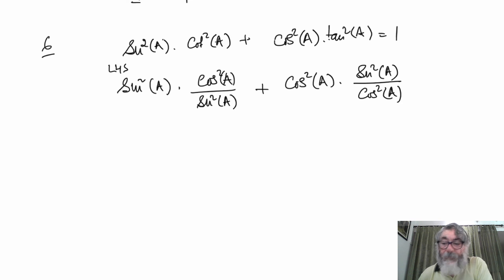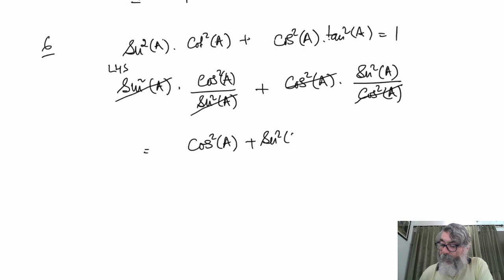Now the terms will cancel: sin square a from numerator and denominator, cos square a from numerator and denominator. So what you will get is cos square a plus sin square a, and that will be equal to 1, which is the right hand side.